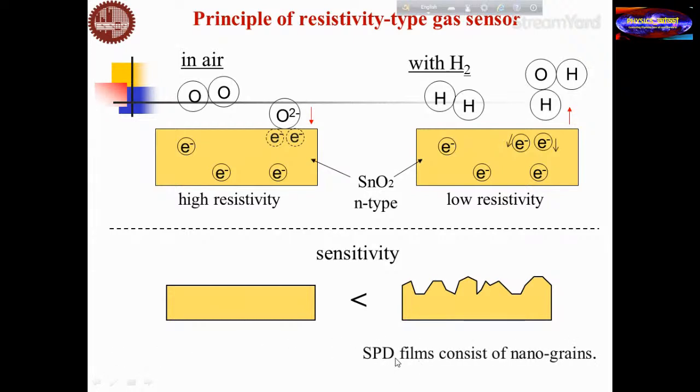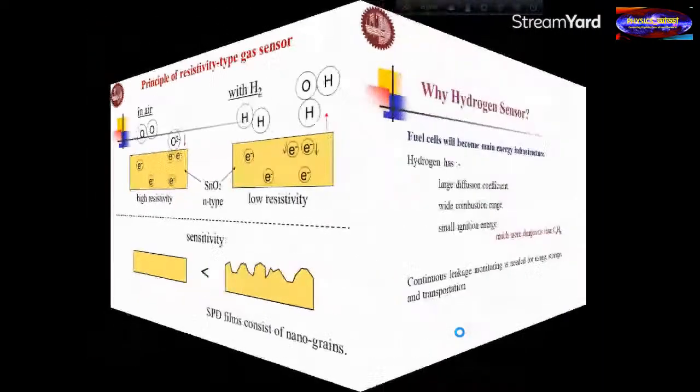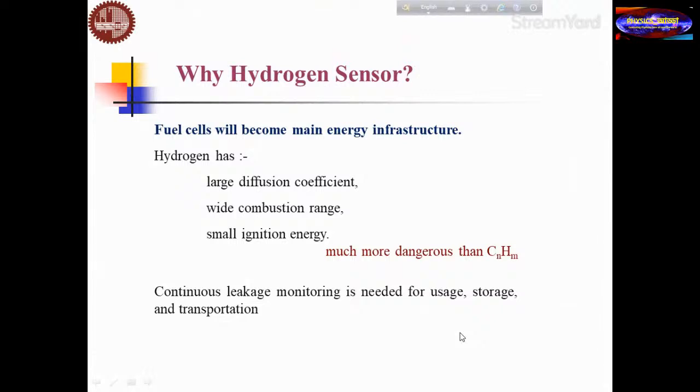Here, these spray pyrolysis deposition films consist of nanograins. So we have nanoparticles, nanograins, nanocrystallite size. And why this? We need a hydrogen sensor, especially from these tin oxide films. Fuel cells will become the main energy store in our infrastructures. Our next generation depends on hydrogen energy, fuel energy. Hydrogen has a large diffusion coefficient with a wide combustion range, small ignition energy, and is much more dangerous than propane, butane, and other gases. So continuous leakage monitoring is needed for the use, storage, and transportation of hydrogen gas molecules.